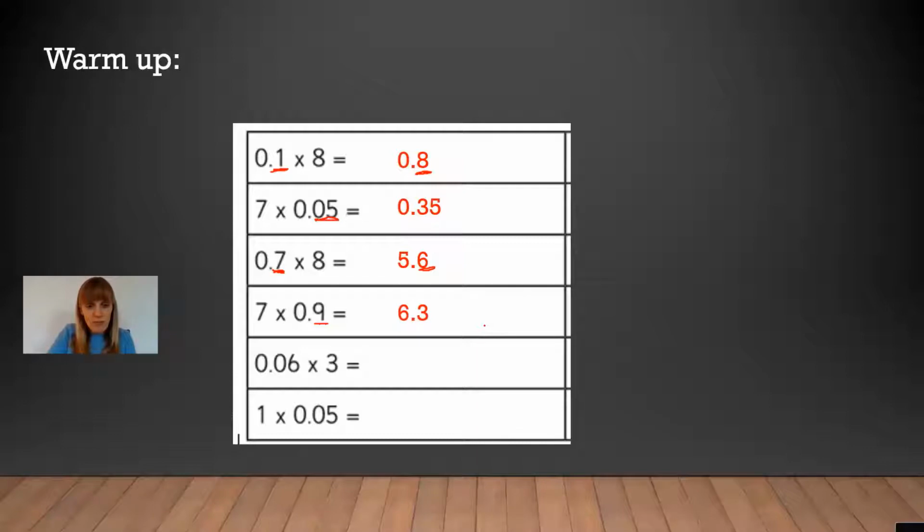And so on. 0.06 times 3. My known fact is 18. There's 2 digits after the decimal point this time. So it's going to be 0.18. And for the final one, my answer will be 0.05. Hope that makes sense. It's a really good way of being a bit more speedy through these types of questions.